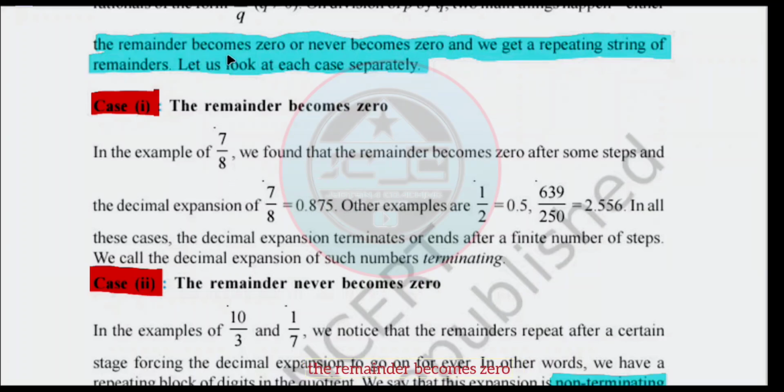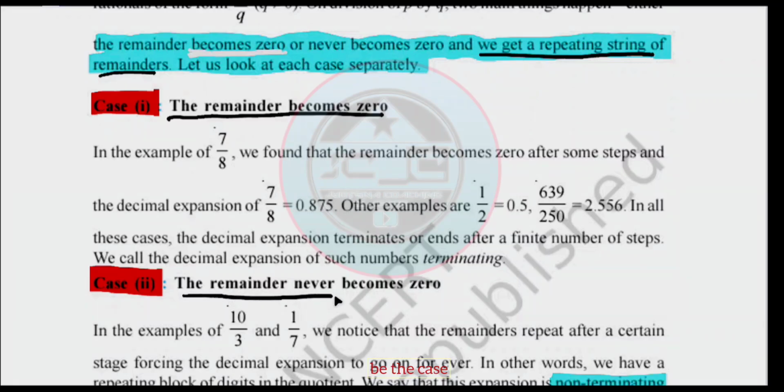The remainder becomes 0 or never becomes 0, and we get a repeating string of remainders. So whenever the remainder becomes 0, right, then we see one case. The remainder becomes 0, and sometimes it can never become 0. So whenever the remainder never becomes 0, we get a repeating string of remainders. So there are two cases: in one case the remainder becomes 0, and in the other case the remainder never becomes 0, right?